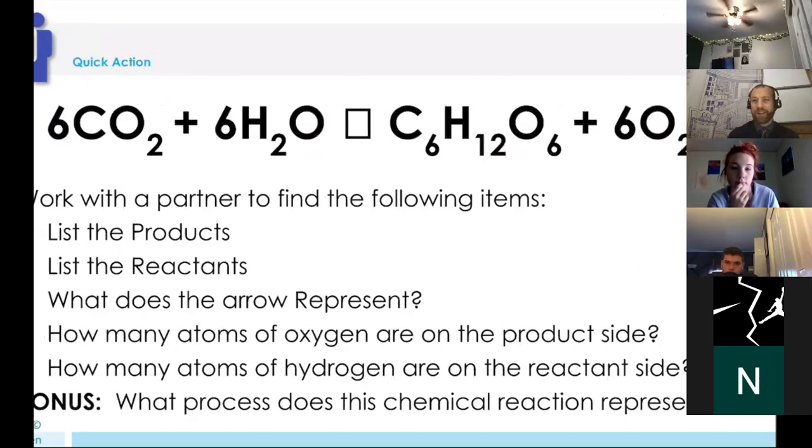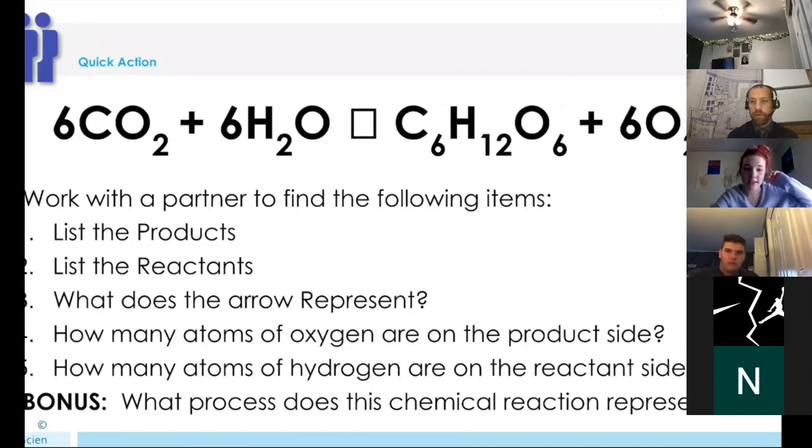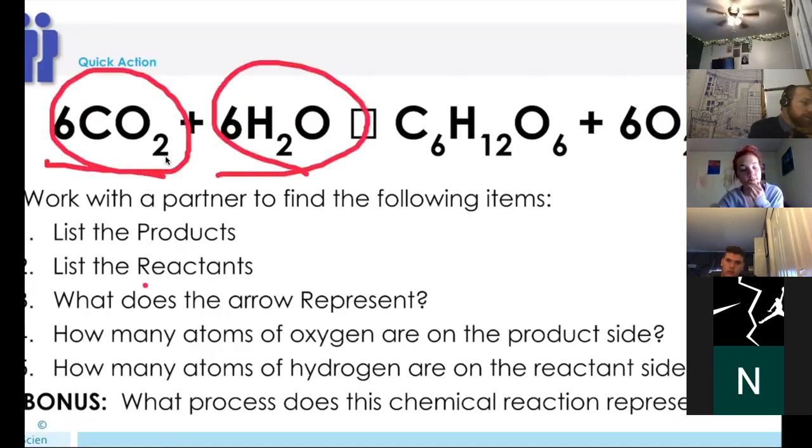What are the products for this chemical reaction? Anybody want to go out on a limb? Six carbon dioxides and six water molecules. Close, except that I did this on purpose, or I noticed that he did this. List the products first. So what you listed were the reactants. These six carbon dioxide over here, and these six water are the reactants. What are the products?